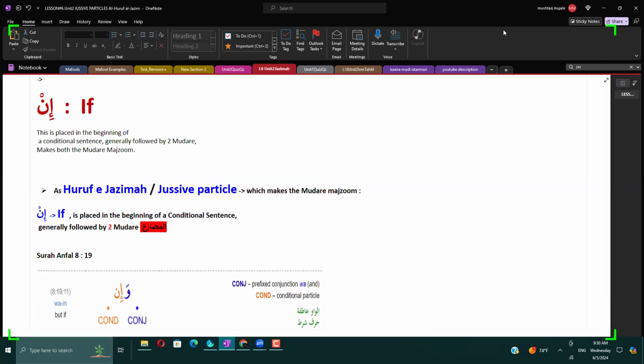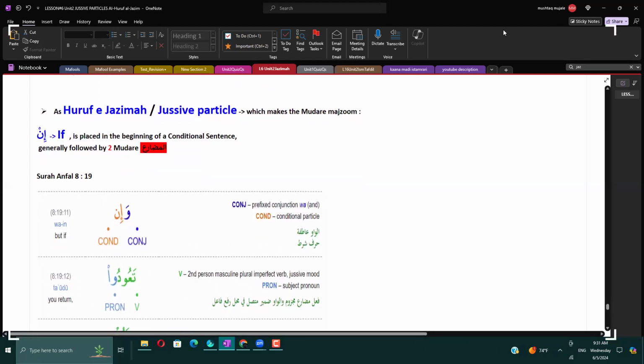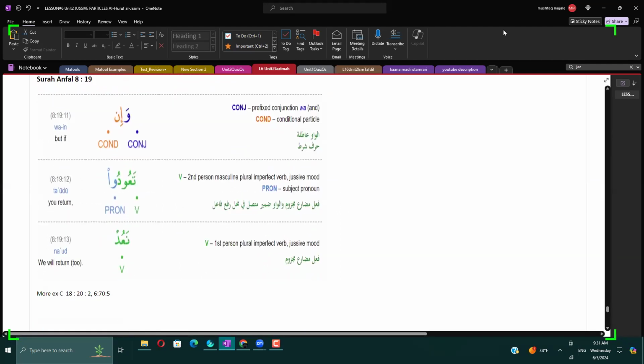This is placed at the beginning of a conditional sentence, and generally it is followed by two mudare. It makes both the mudare majzoom, like the Huruf Jazimah. For example, وَإِن تَعُودُ نَعُودُ. So in, and you have two mudare here, and both are majzoom because of the jussive particle in. Ta'udu, you return, was ta'uduna, the noon drops; na'ud, we will return.